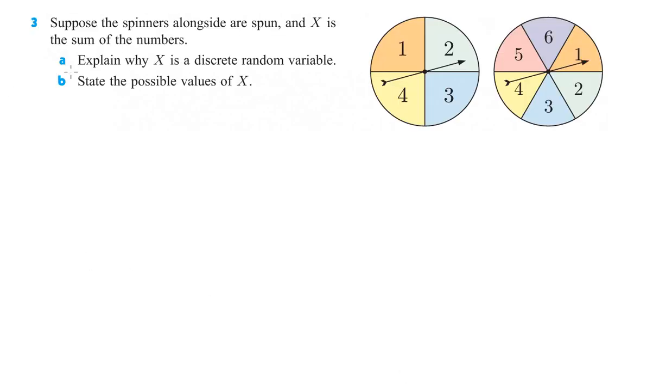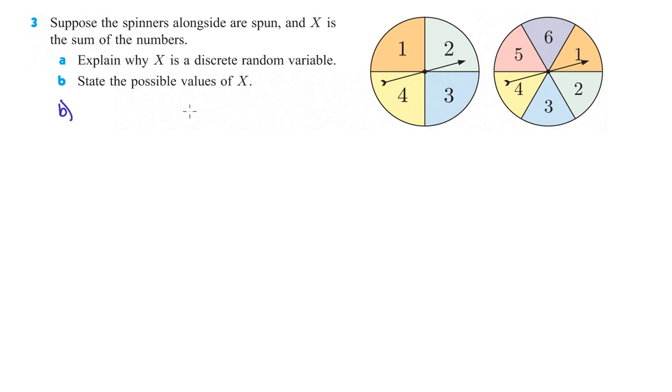For number 3 here, it says suppose the spinners alongside are spun, and x is the sum of the numbers. So it's going to be the sum of the two numbers on the spinners. Explain why x is a discrete random variable. The simplest way to describe that is because there's a countable number of possible outcomes. Part B says state the possible values of x. This will actually help us with the explanation for A a little bit.